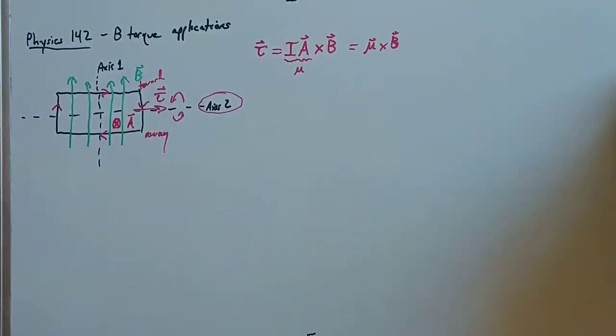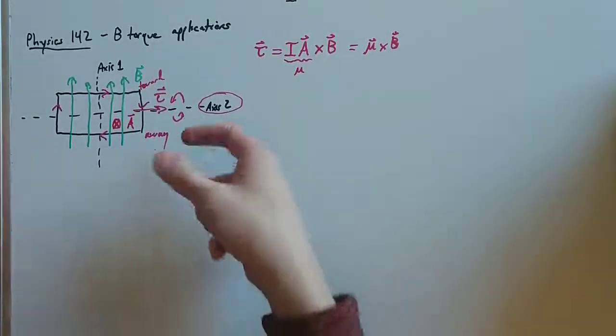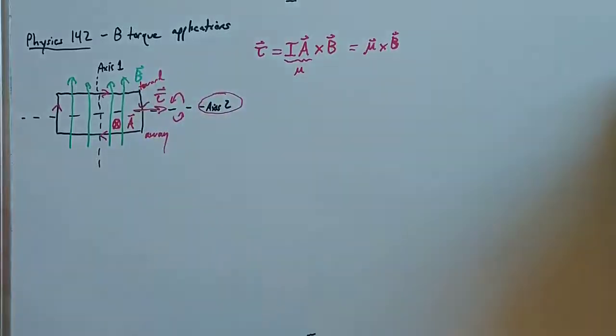Now, that's all well and good, but there's something else that I want us to think about. As it rotates, now that we have this loop starting to rotate, what's going to happen after it's rotated for a while?